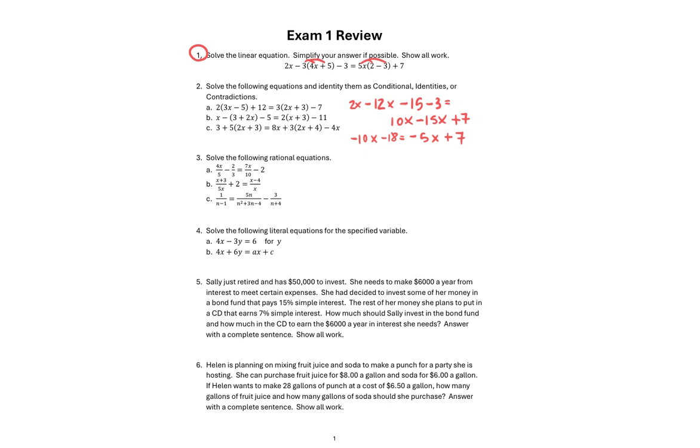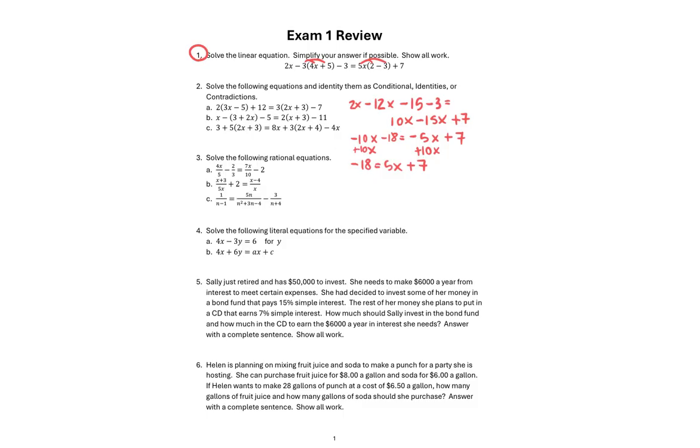So then my next step is to go ahead and get my x's together and get my constants together. I want my x to stay positive, so I'm going to go ahead and add 10x to both sides. Okay, that leaves me with a negative 18 equals minus 5x plus 10x. That should be a positive 5x. And then I have a plus 7 still.